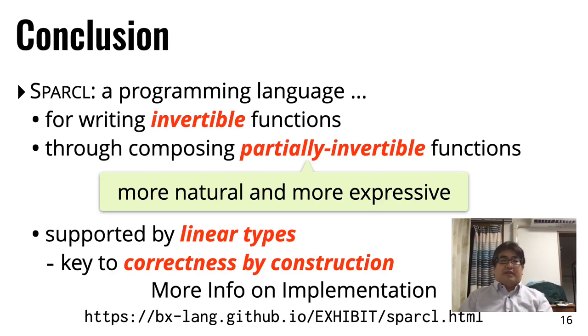Let us conclude our talk. We designed Sparcl, a programming language for writing invertible functions by composing partially invertible functions, because partially invertible functions are more natural and more expressive. Sparcl uses linear types, which is the key to correctness by construction. Thank you.